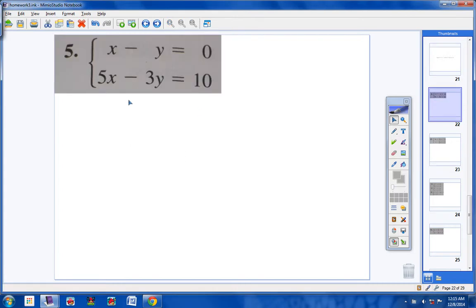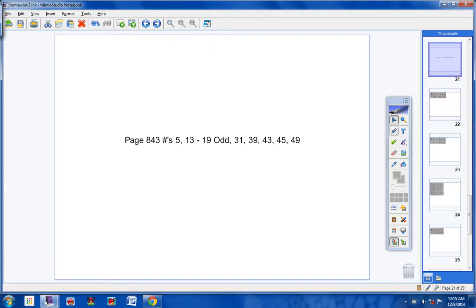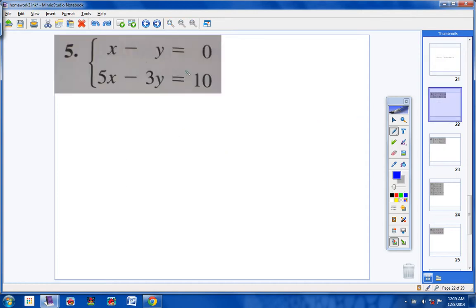Numbers 5 and 13 through 19 odd are all going to be solved by substitution, which is what the directions say to do. So here we go. Let's solve number 5 using substitution.